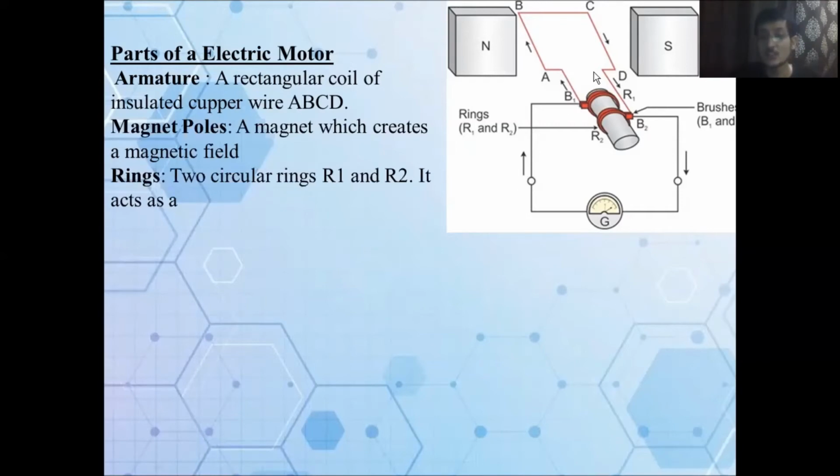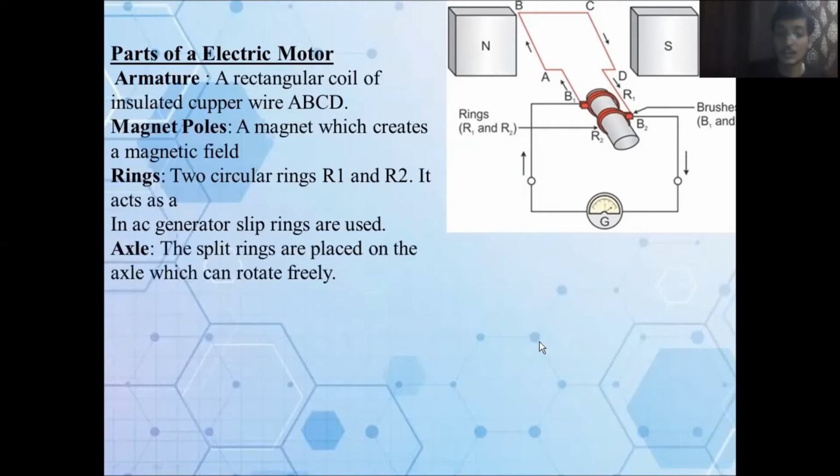Here you can see the end of this coil is connected to 2 circular rings, R1 and R2. They are complete circular rings, and they act as a conductor. It transfers the current from the armature to the external circuits. Now in AC generators, slip rings are used. We have slip rings over here. Sorry, this is split rings, just misplaced, just change this word. The slip rings here are placed on the axle, which can rotate freely. Where we have to use slip rings and where we have to use split rings, we'll see in the upcoming video.